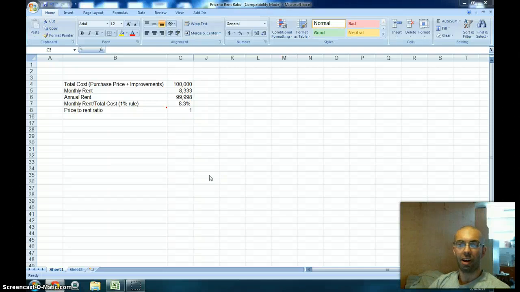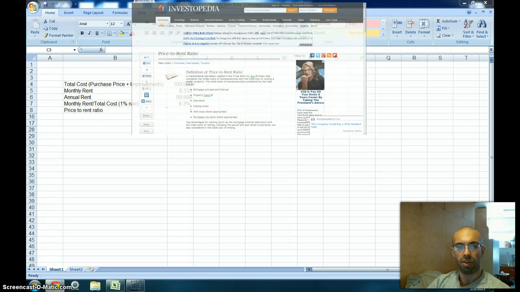Hey, it's Mark Pfeiffer here, and today I'd like to talk to you about the price to rent ratio and how you can use that in determining whether you should rent or buy in the area where you live. So first off, let's get a look at what the definition of the price to rent ratio is.